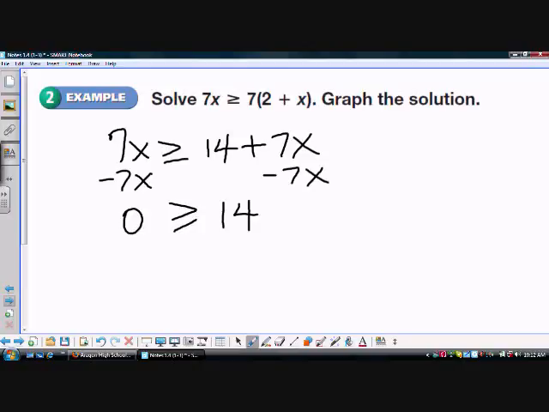Okay. Now, when I lose my variables, I have two answers that it could be. It could be either no solution or all real numbers. Is this a true statement that we got? No, this is a false statement. So what do you think the answer should be? No solution.